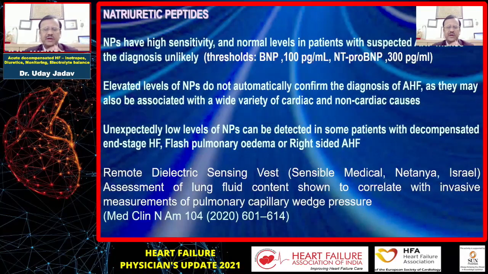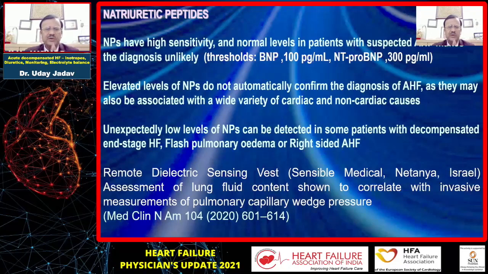The natriuretic peptides, which we commonly use, have two very important aspects for our clinicians and physicians. A normal level with a suspected acute heart failure makes it absolutely unlikely that these patients have heart failure. The elevated levels, though, do not necessarily confirm that there is heart failure, and there can be a wide variety of cardiac and non-cardiac causes, as you are all aware.